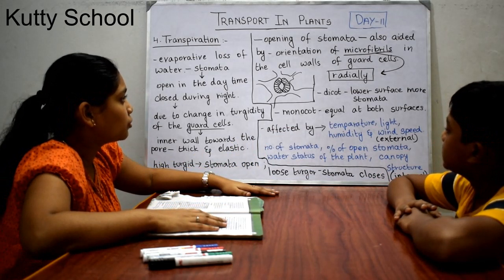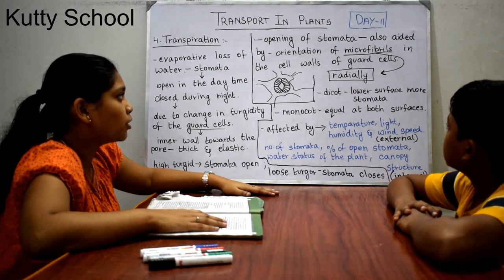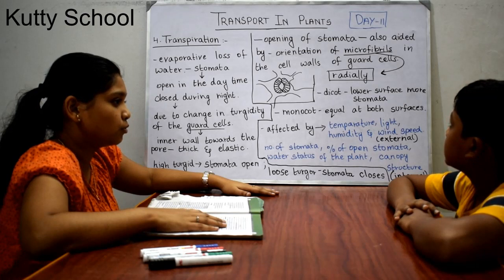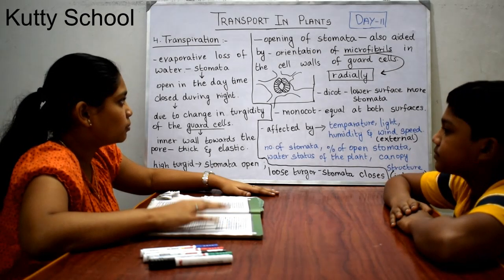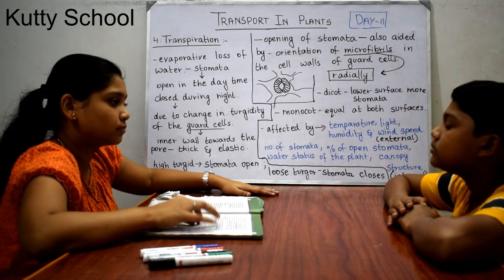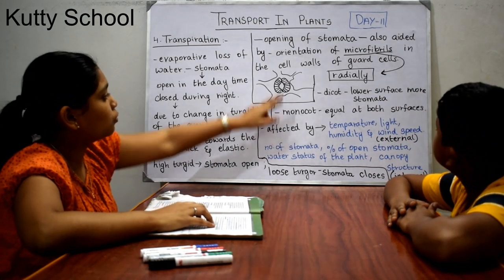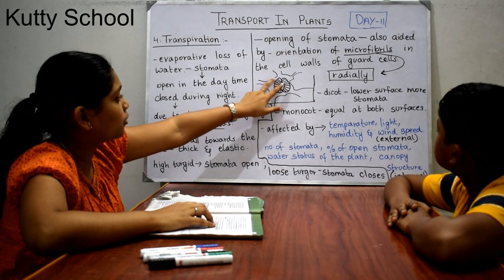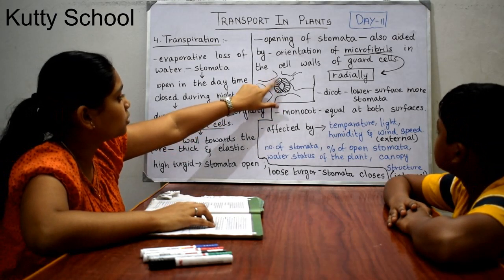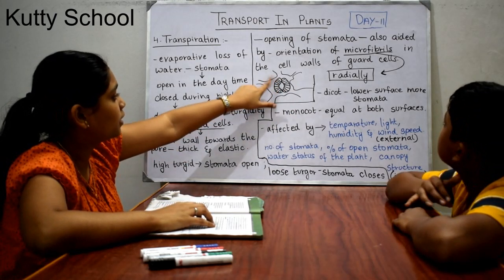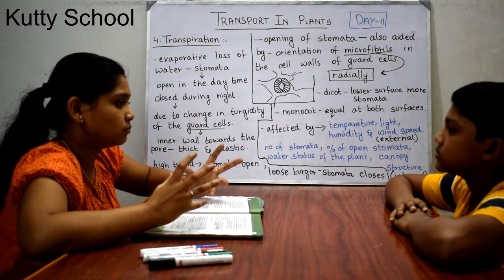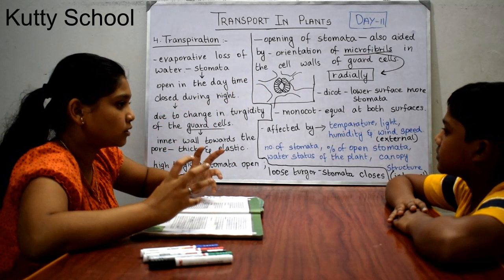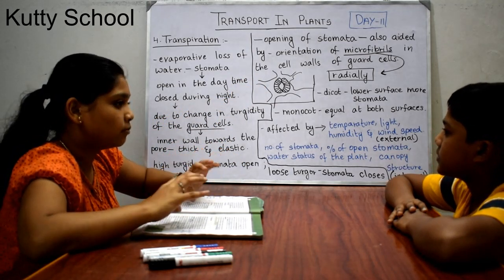The opening of stomata is also aided by the orientation of microfibrils. Microfibrils are present in the cell walls of guard cells. These microfibrils are oriented radially, in order to support the guard cells in opening.